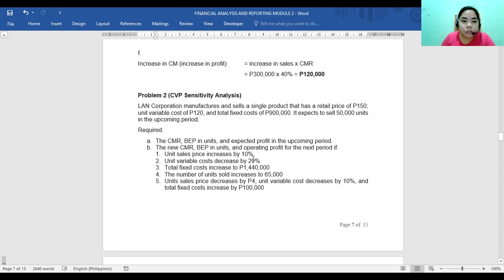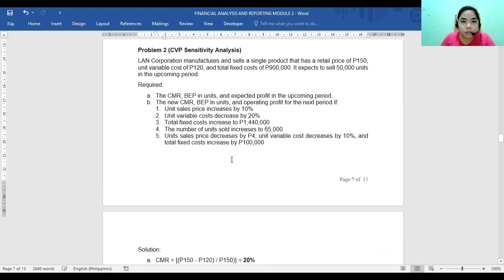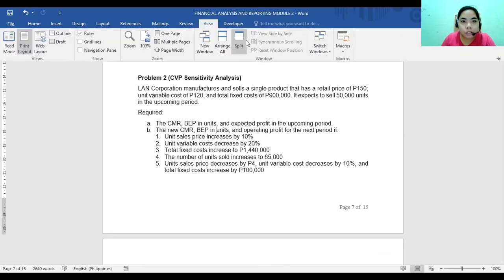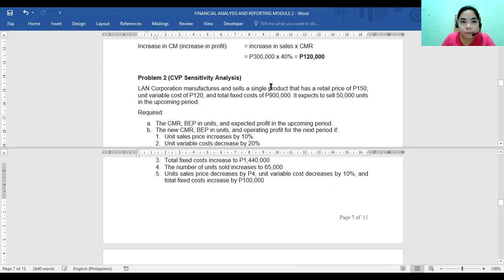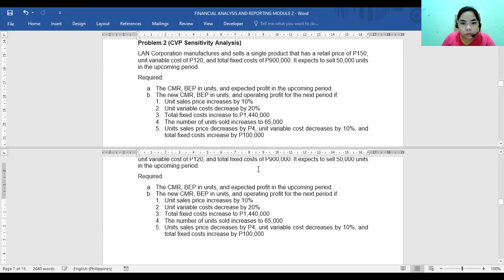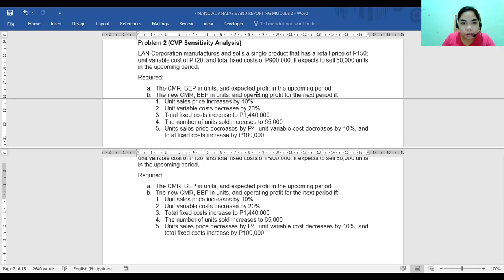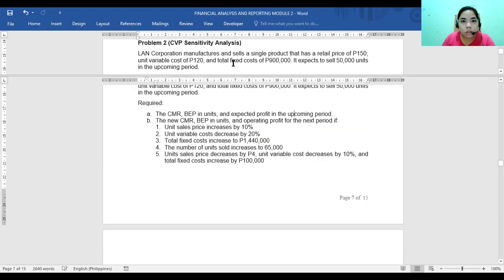And letter B, the new CMR, BEP units, and operating profit for the next period if... So this is where our sensitivity analysis comes in. Now, if we have these following changes, what would happen to our CMR, break-even point, and operating profit in the next period? And yes, I have to split this so that we can still see the problem. Okay, so we have the solution.